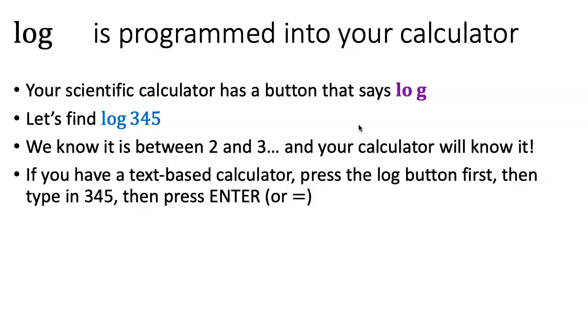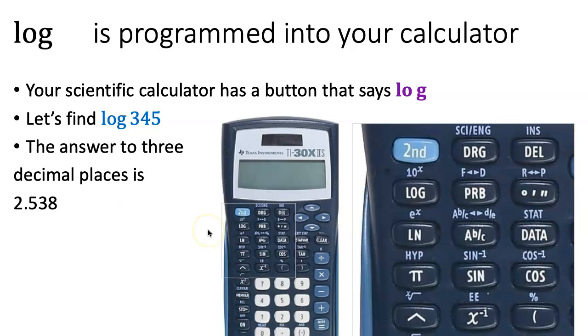If you have a text-based calculator, you're going to press the log button first, then type in 345, and then press enter or equals. On something like this TI-30, it's a text-based calculator because if you press the log button, the word log shows up on the screen.